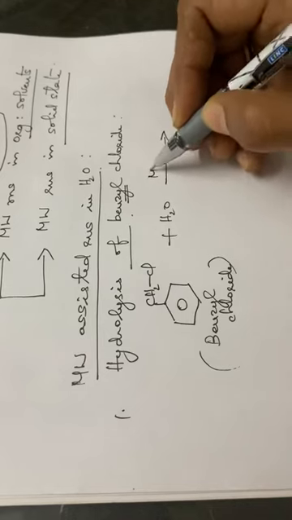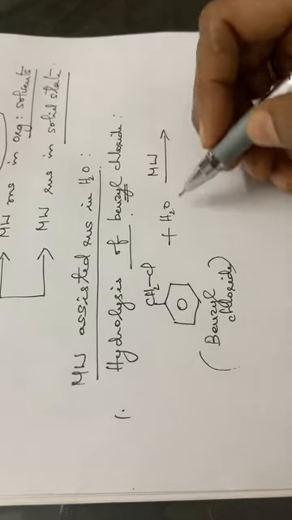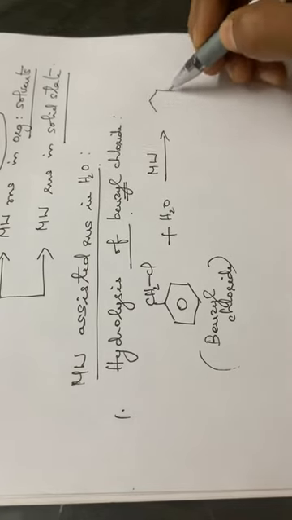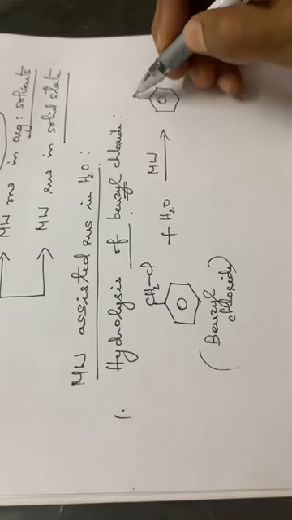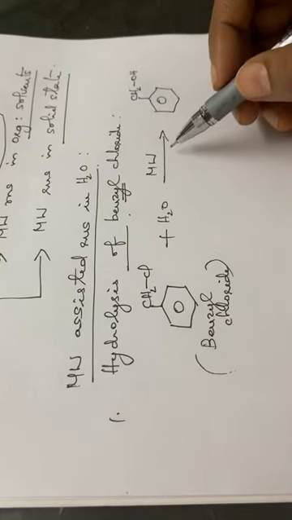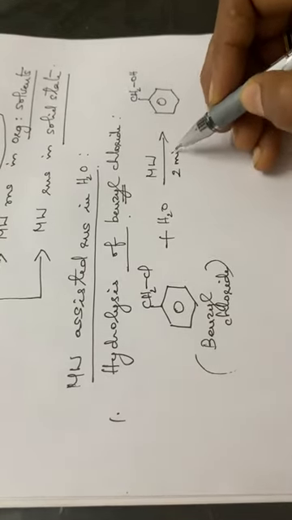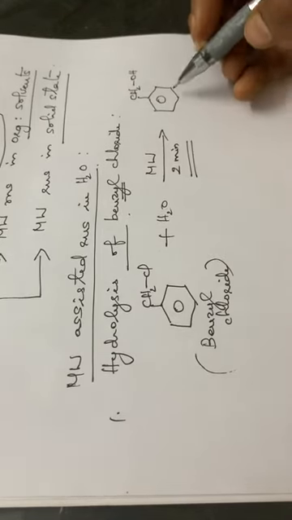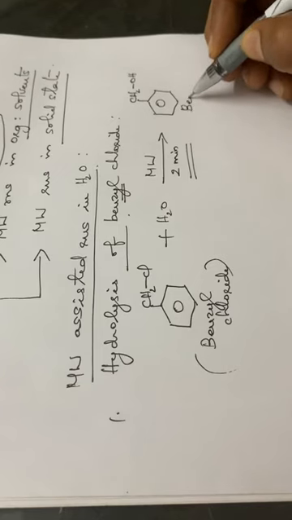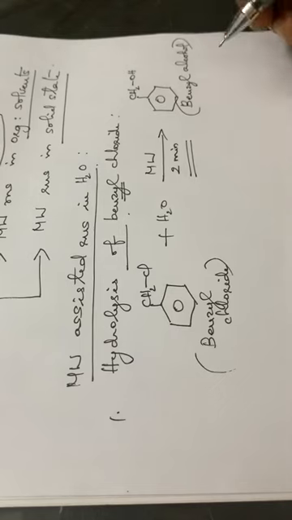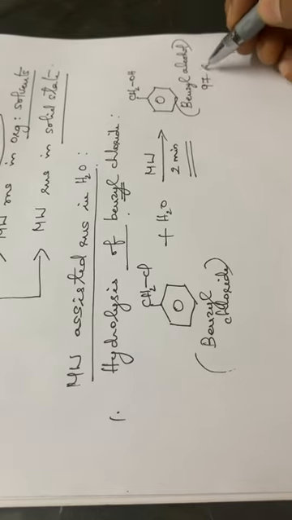Benzyl chloride on hydrolysis, hydrolysis means addition of water. So here we are using microwave assisted synthesis, and the product will be benzyl alcohol, C6H5CH2OH. Here the Cl is replaced by an OH group. It will be taking only 2 minutes for the reaction to take place, and the yield of benzyl alcohol is about 97%.